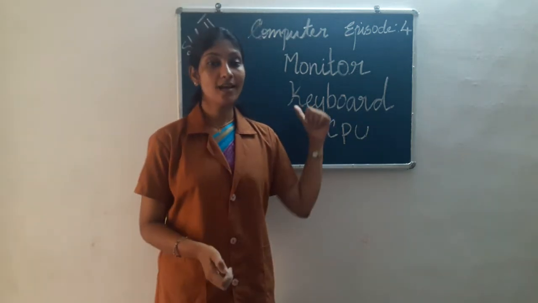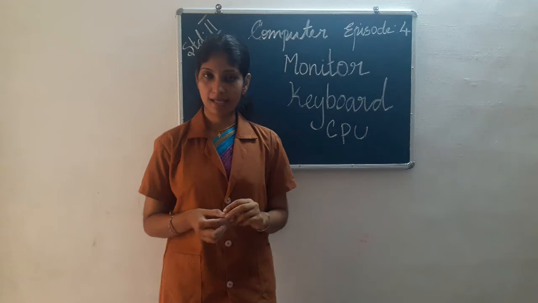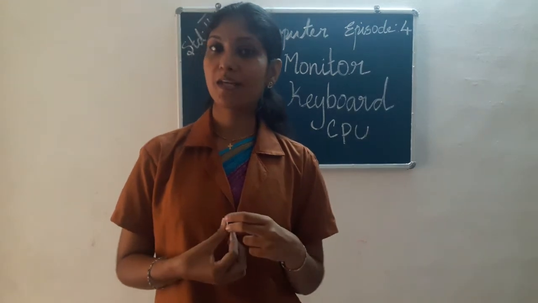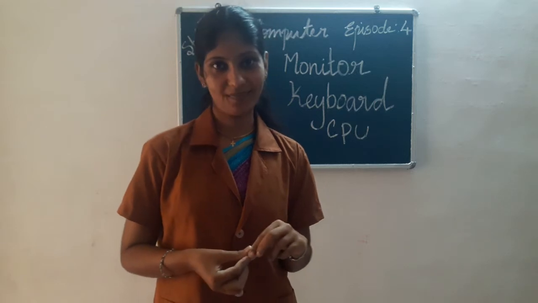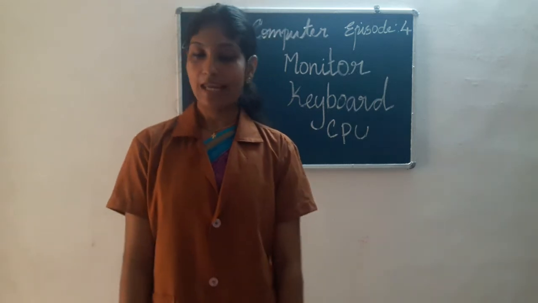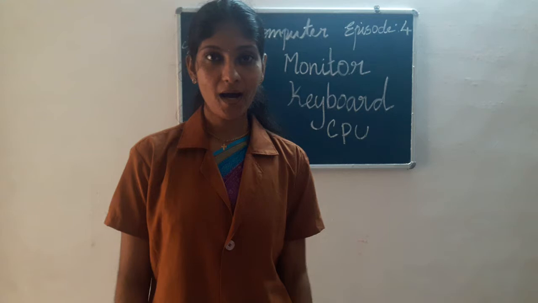That's why we call CPU the brain of the computer. So the question is, what is the full form of CPU? Central Processing Unit. Right? Okay. So next is mouse.